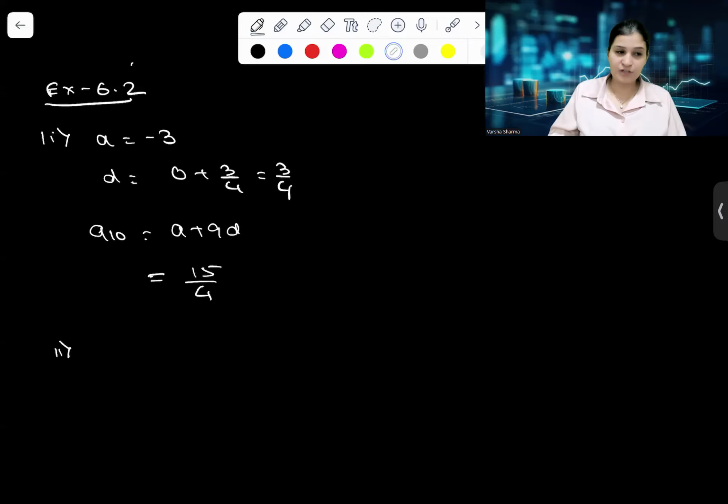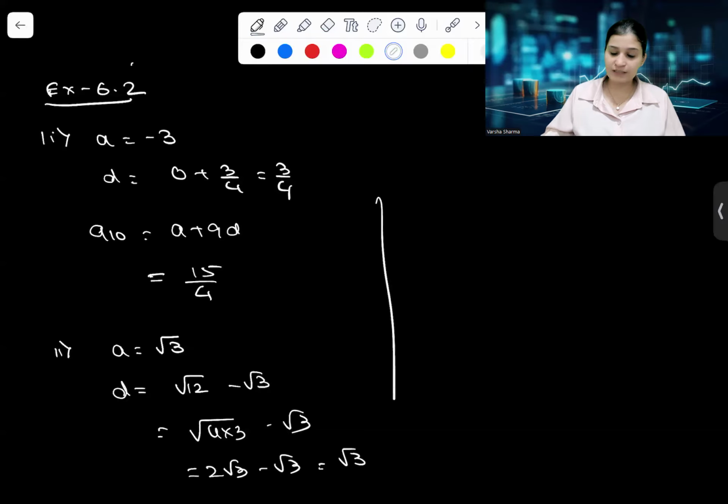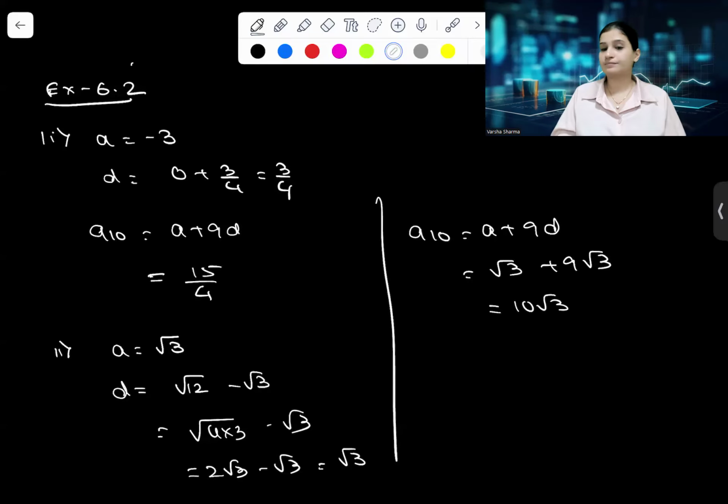Question number 2. First term A is root 3. Common difference would be root 12 minus root 3. Root 12 is 4 into 3, that is 2 root 3. So common difference will be root 3. What we want to find is again the 10th term. A plus 9D. Answer 10 root 3. Done.